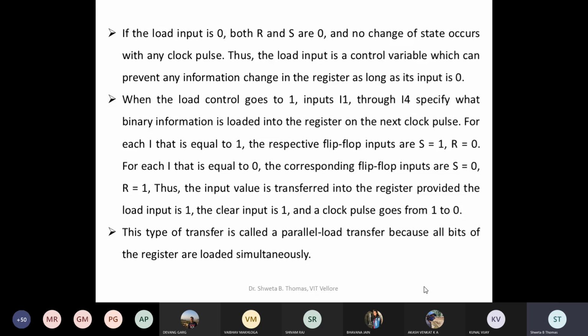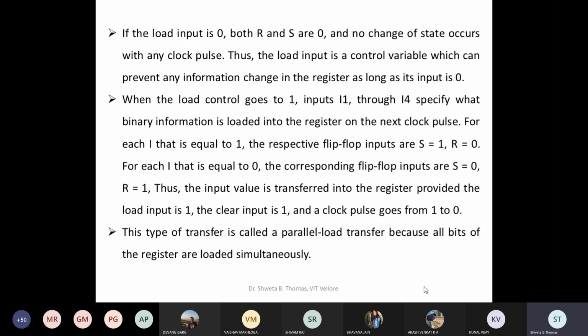Thus the load input is a control variable which can prevent any information change in the register as long as its input is 0. That's why it is very important to have this load input. When the load input control goes to 1, inputs I1 through I4 specify what binary information is loaded into the register at the next clock pulse.